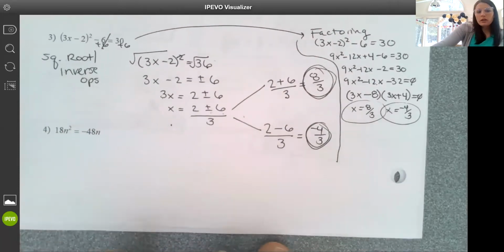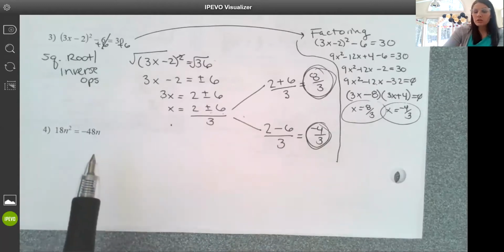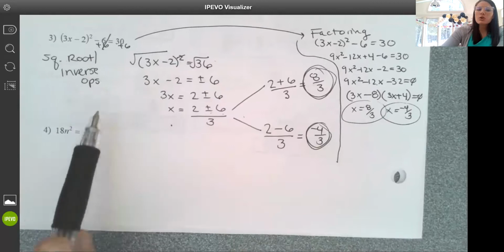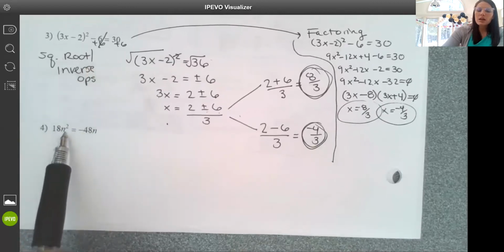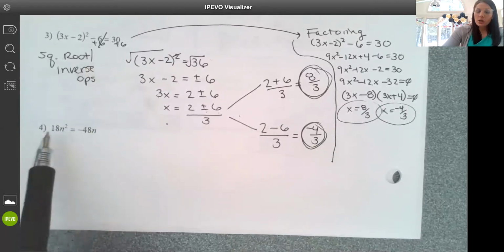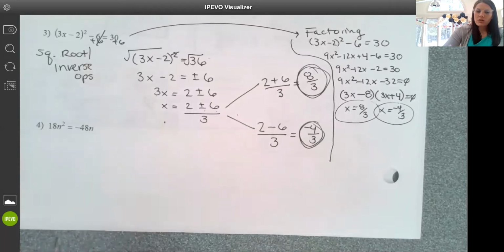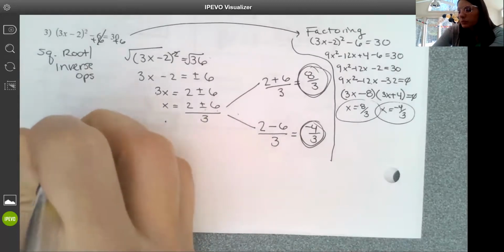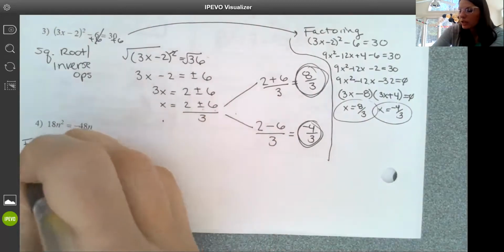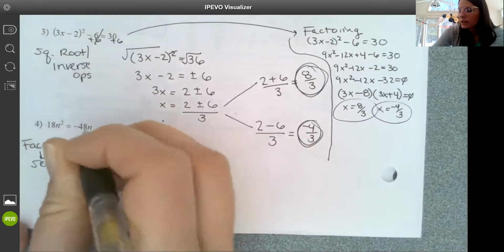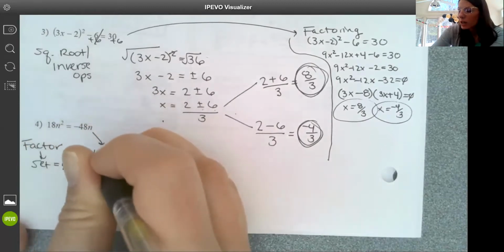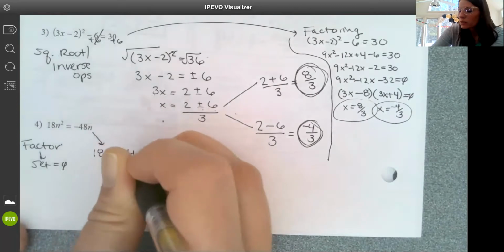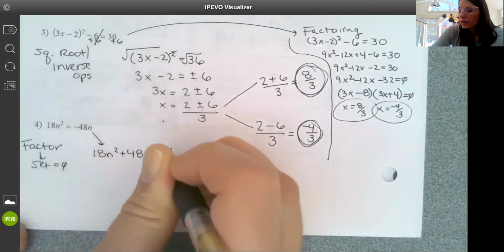On number 4, there's not going to be two different ways. Well, with the two methods we know, because I can't solve using square roots here because I have that degree 2 and a degree 1. I can't combine these variables. I have a variable term in more than one place in that equation. So I know that I have to use factoring. And so I have to get it, again, set equal to 0. We can't forget that step. That's going to become 18n squared plus 48n equals 0.